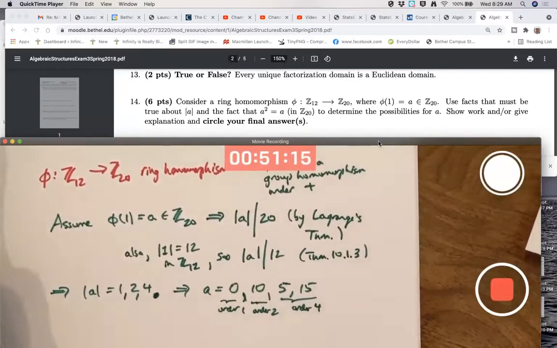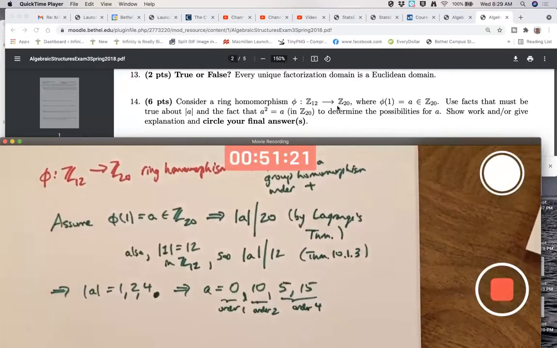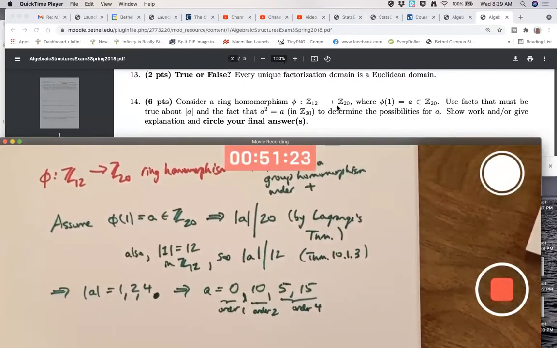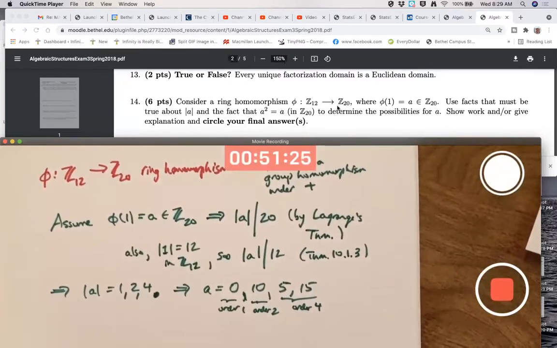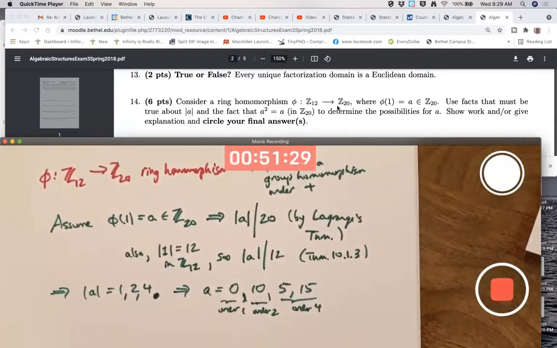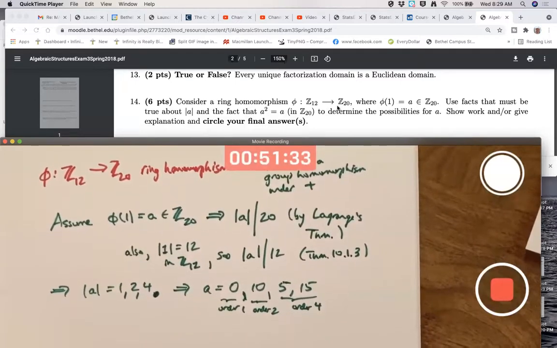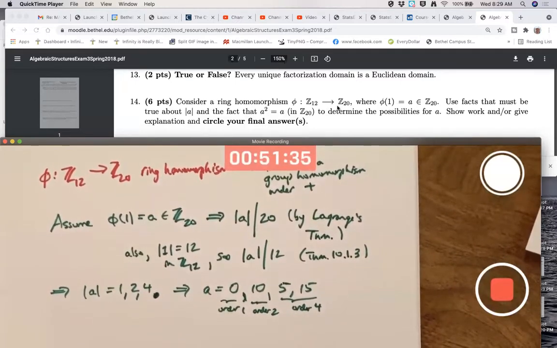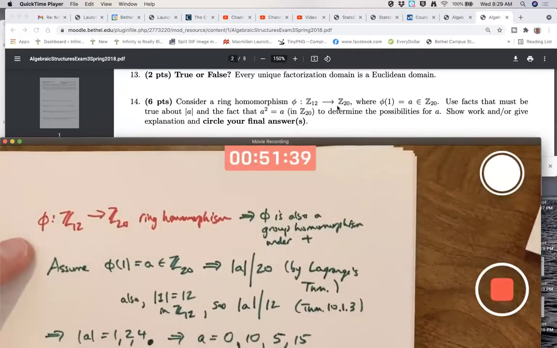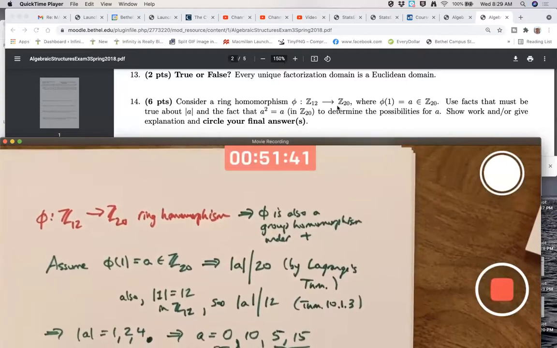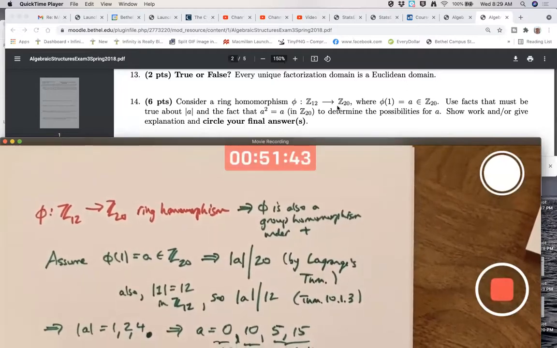We're also told to use the fact that A squared equals A in Z20. In other words, A must be idempotent. Why must it be idempotent? Nothing we've done so far explains why it must be an idempotent. Well, it's related to the fact that being a ring homomorphism, phi is not just operation preserving under addition, but also operation preserving under multiplication.